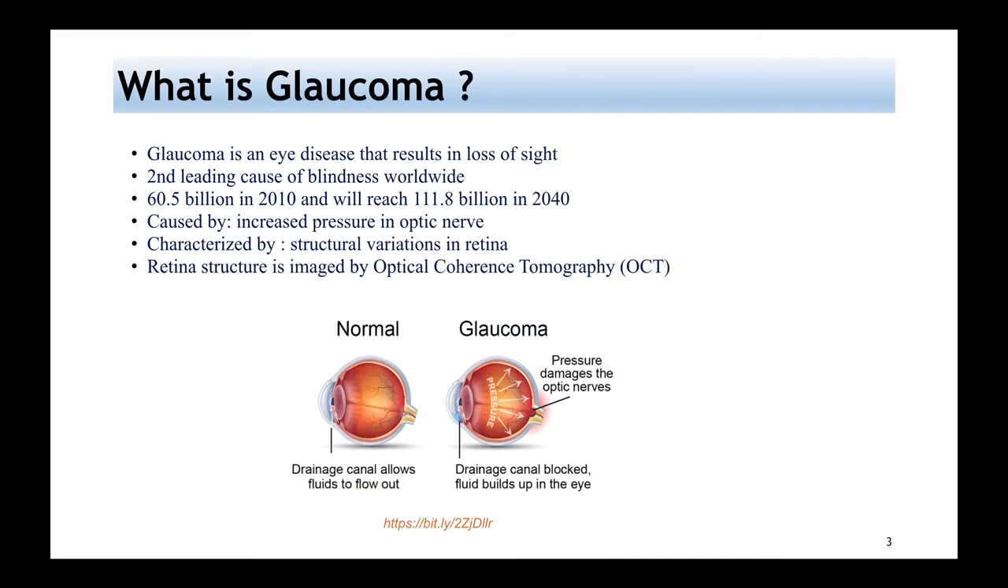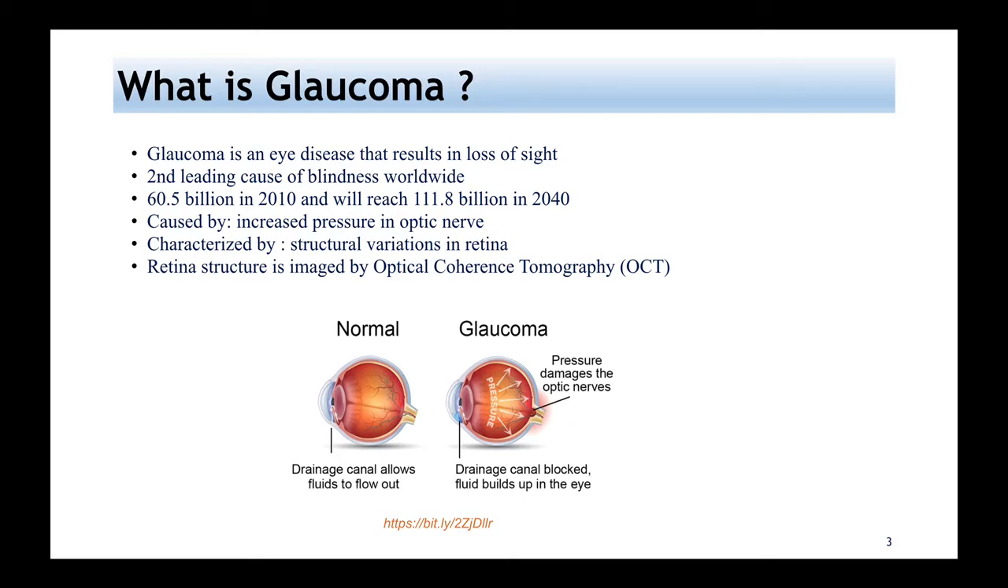First, as an introduction to glaucoma, it is an eye disease that results in loss of sight. It is the second leading cause of blindness worldwide. The number of people affected is 60 billion in 2010 and will reach 111 billion in 2040.